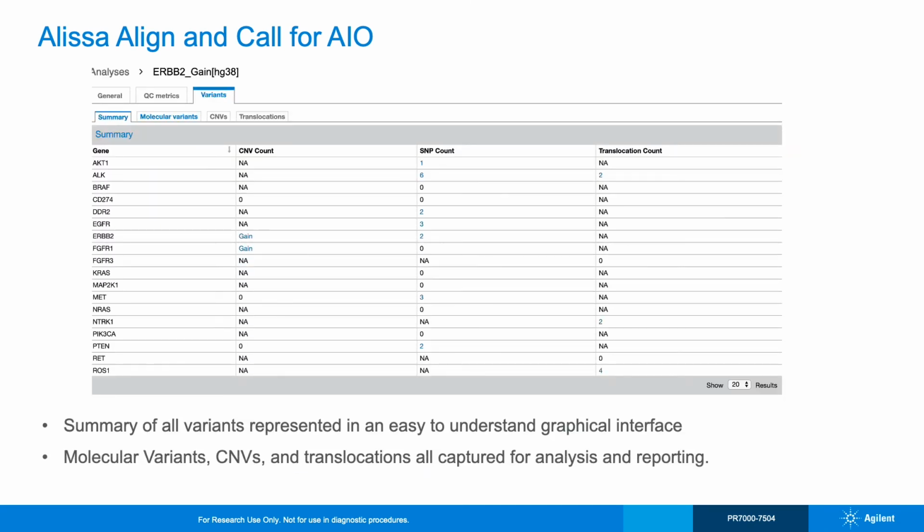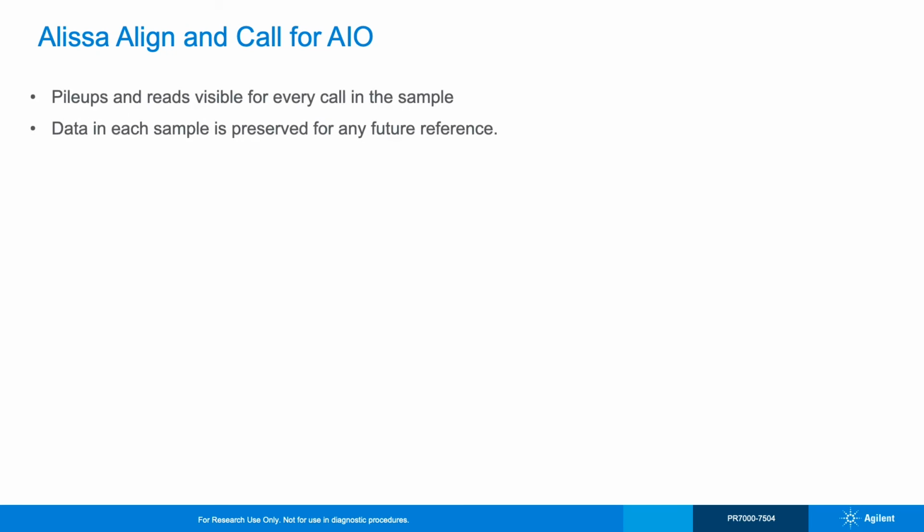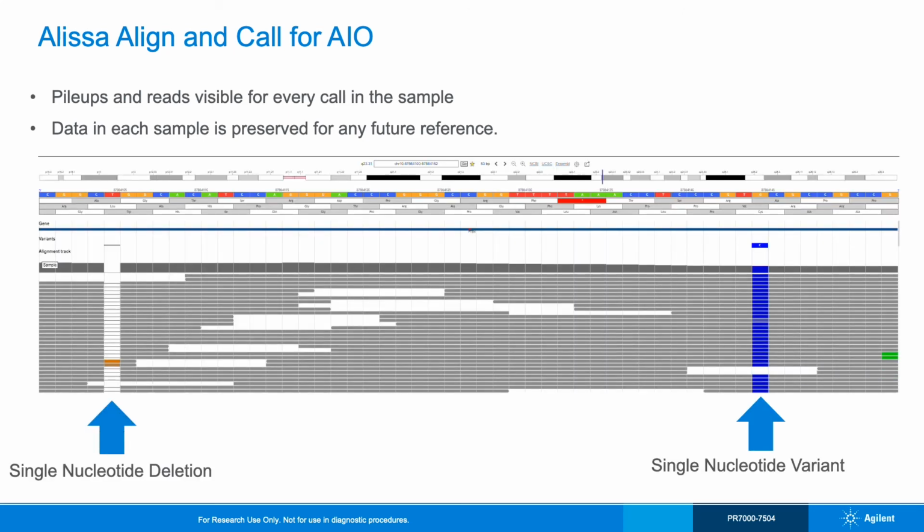Alissa Align and Call provides a summary table for all the variants that is easy to read. This tells us the CNVs, SNPs, and translocations identified across each of the genes in our target analysis. Alissa Align and Call also allows us to view the read pileups for every call in the sample to verify these. The data in each sample is preserved for any future reference and is accessible wherever you have a web browser. Shown here are two true variants that we wanted to highlight. The left one is a single nucleotide deletion that we see across most reads within this example.